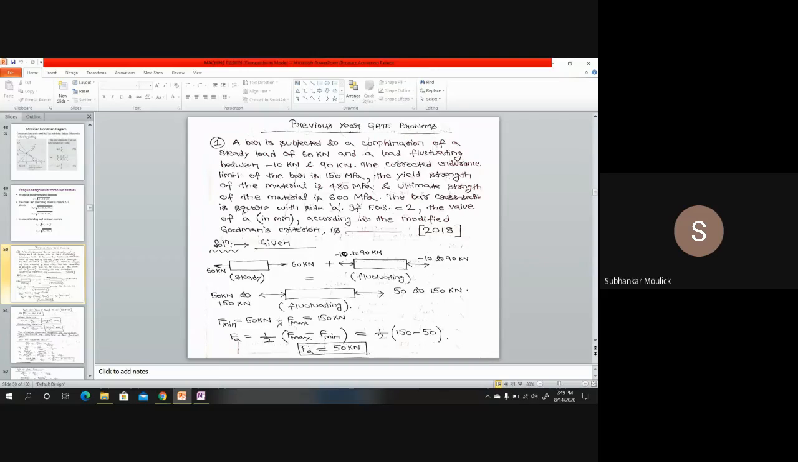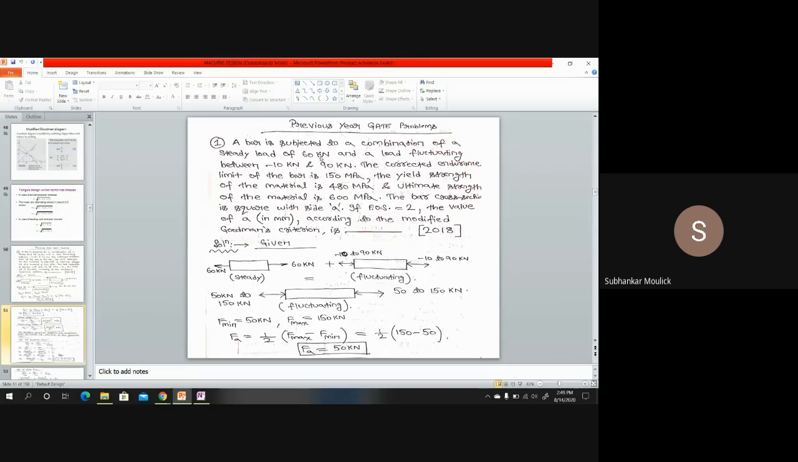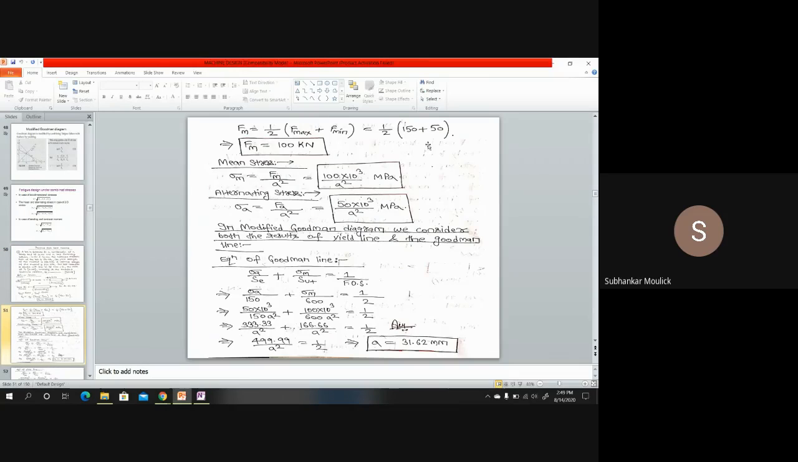Okay. Now if I have calculated the value of Fa, I can get the value of Fm, that is the mean load. Mean load is given by half of F max plus F min. F max is 150, F min is 50. So half of 150 plus 50, so Fm is 100 kilonewton.